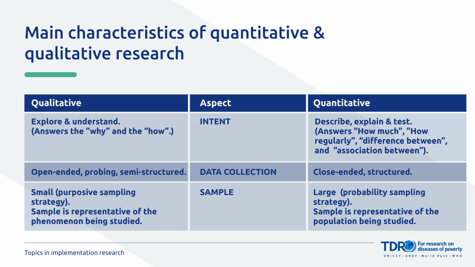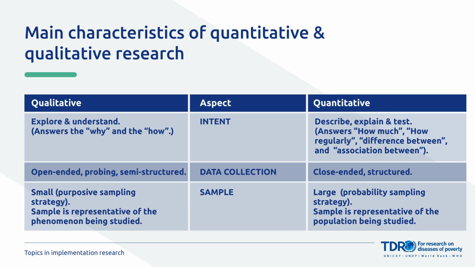Data collection in quantitative research uses close-ended and structured instruments, and data is numeric, requiring less training, as the researchers use tools to collect data. Statistics are then used to analyze the data, which is summarized using numbers. Sample sizes are large, selected through probability sampling, which makes samples representative of the population being studied and generalizable.